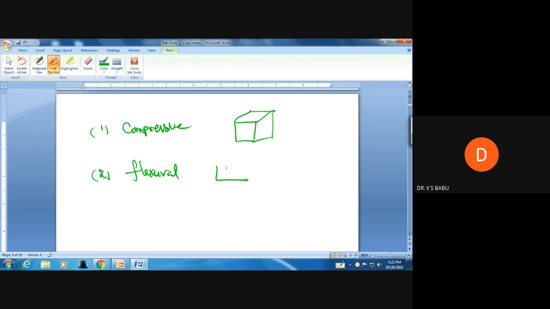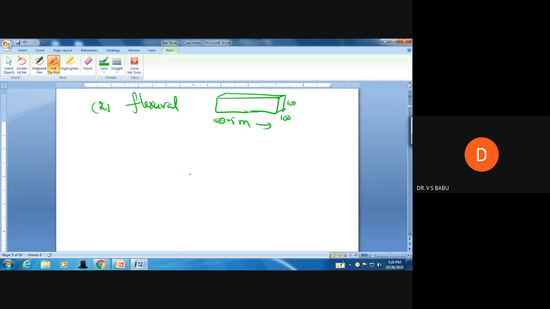For flexural strength we cast beams. The beams are 500 mm, that means 0.5 meter length, and normally 100 by 100. Actually, two types of beams are generally cast. The second type of beam is 700 by 150 by 150 size, and normally in high strength cases 100 by 100 into 500 mm. Normally we cast this to test the flexural strength.